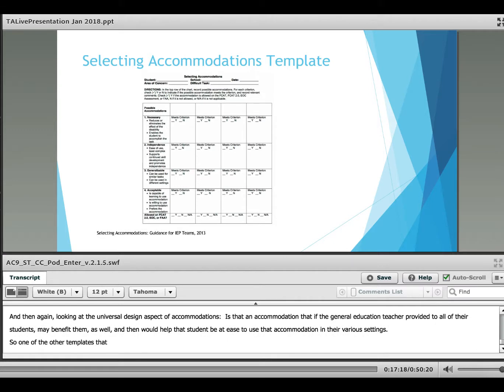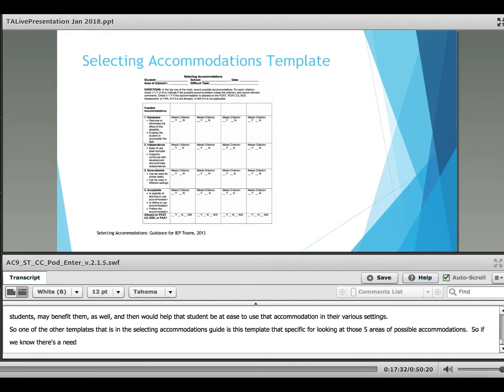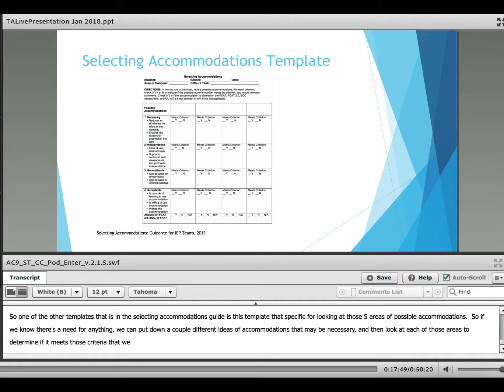So one of the other templates in the Selecting Accommodations Guide is specific for looking at those 5 areas of possible accommodation. If we know there's a need for anything, we can put down a couple of different ideas of accommodations that may be necessary, and then look at each of those areas to determine if it meets those criteria that we just talked about.